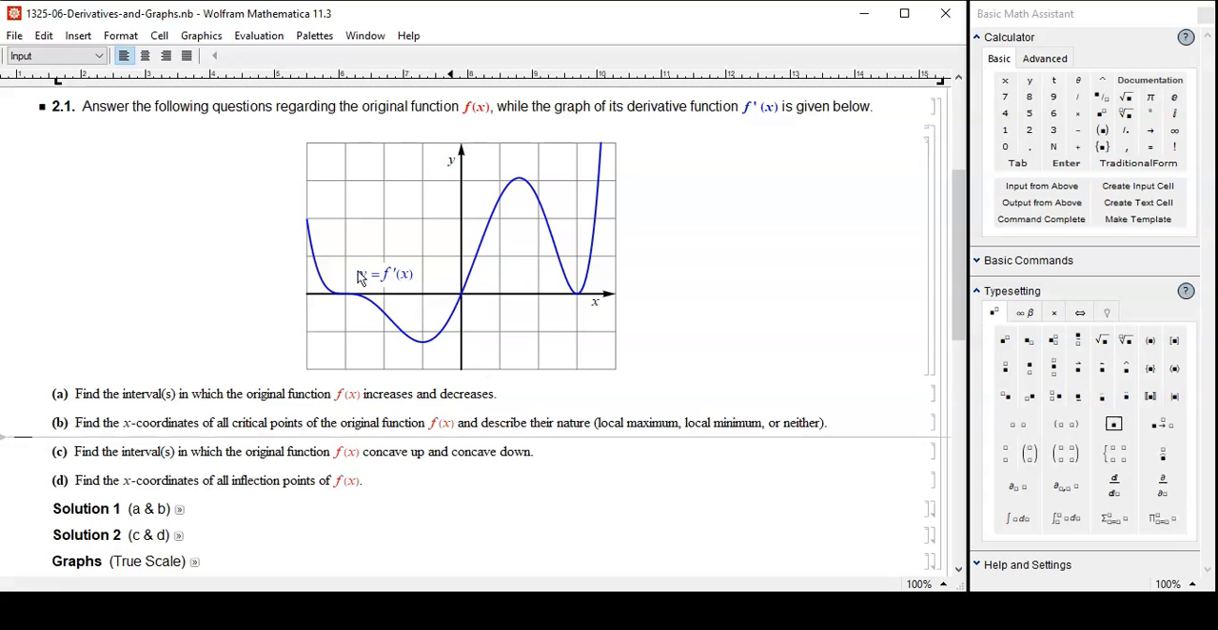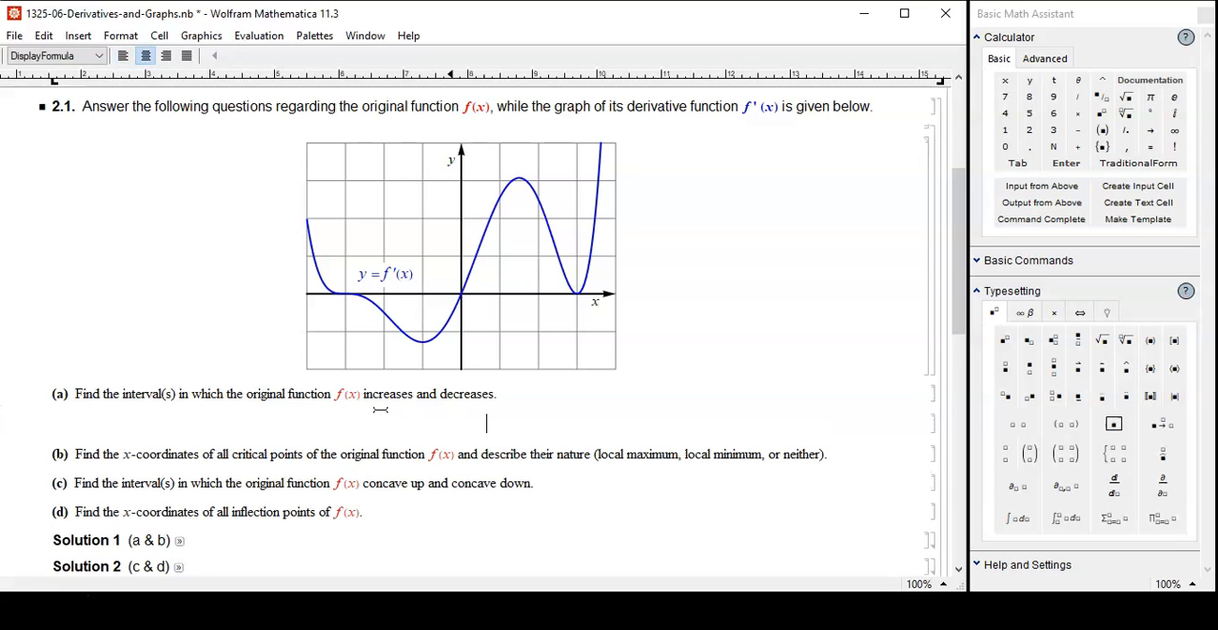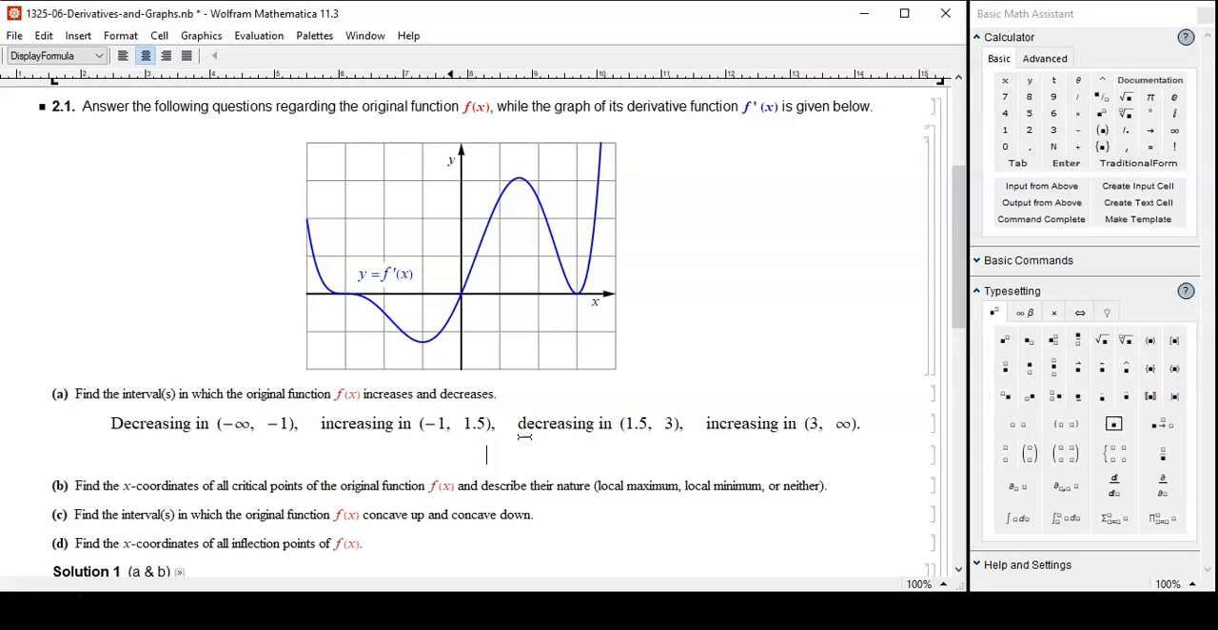Alright. Now let's look at the graph, and it is tempting to write like this. Decreasing from negative infinity to negative 1, increasing from negative 1 to positive 1.5, and then decreasing from 1.5 to 3, look at my mouse, and increasing from 3 to positive infinity like that. That's the way this blue graph is behaving. But if you do it like this, you just earned automatic 0.